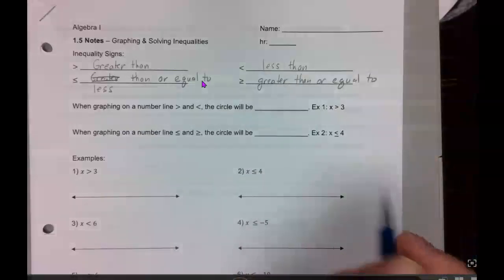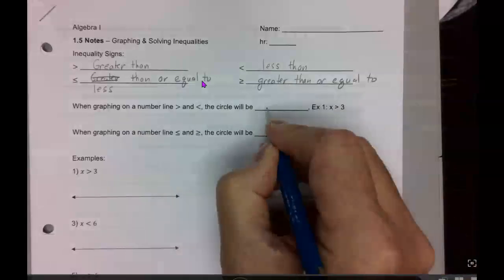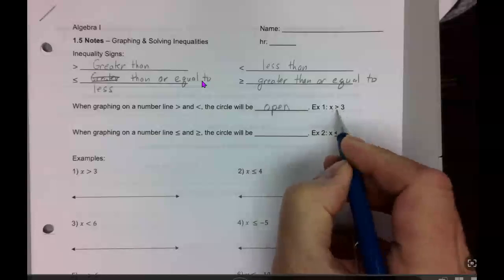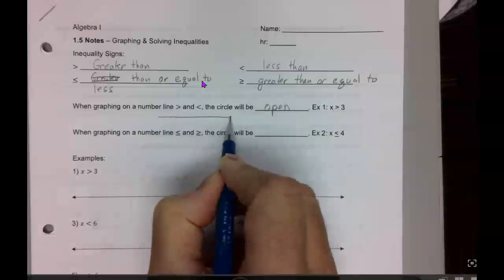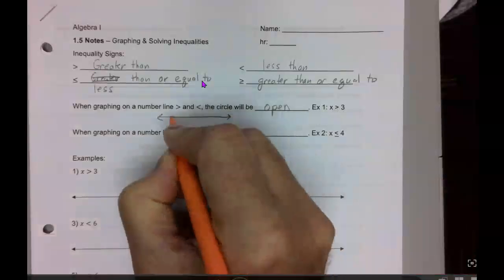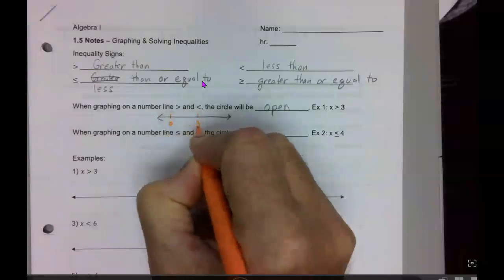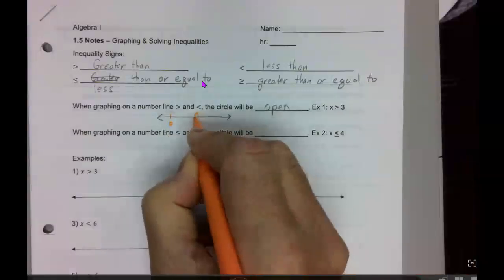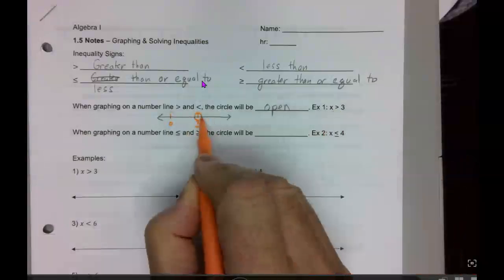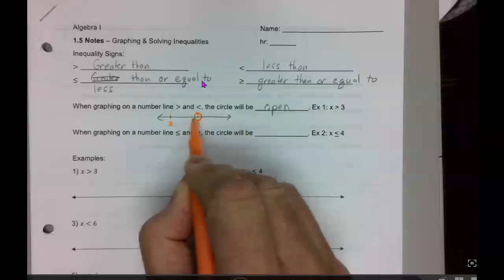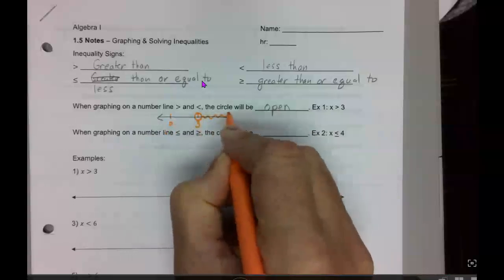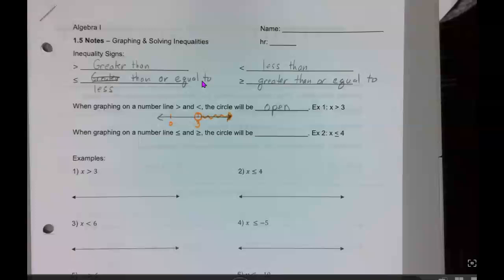When graphing on a number line, greater than and less than, the circle will be open. So x is greater than 3. If I graph this on the number line, I like to put 0. I go to 3, and I have an open circle. Greater than tells me that the numbers are going to be greater than 3. To the right or to the left? To the right. So it'll go that direction.